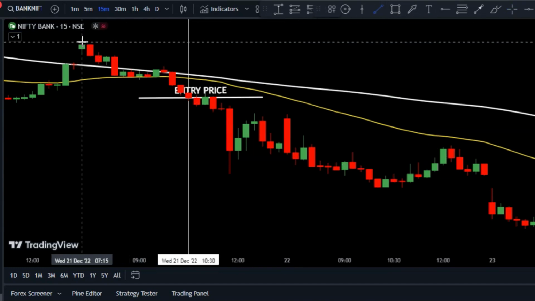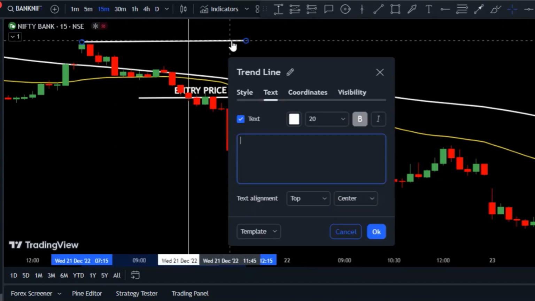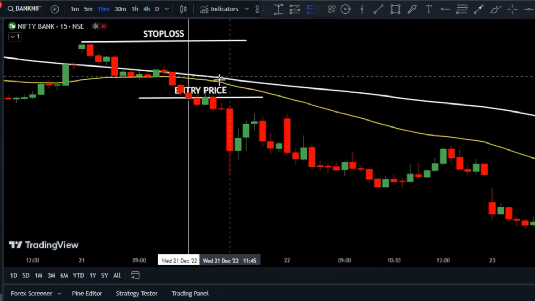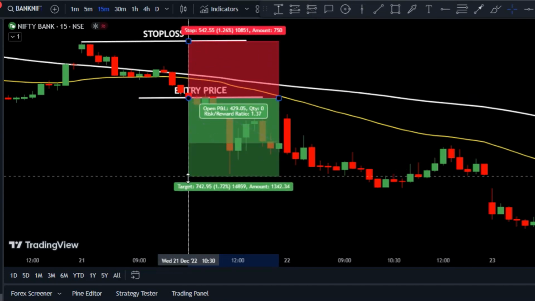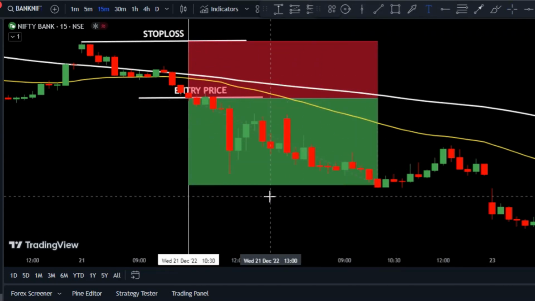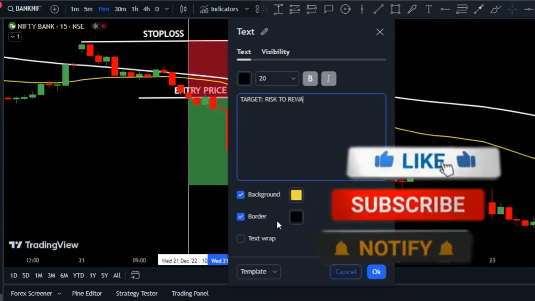When it's time to set your stop loss, you've got two choices. You can rely on EMA 50 or stick with the recent swing high. And for your exit plan, think about targeting a risk-to-reward ratio of 1 to 1.5 as your primary trade goal.